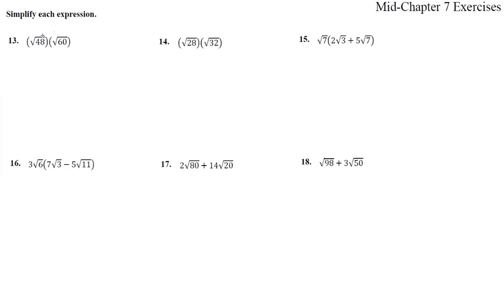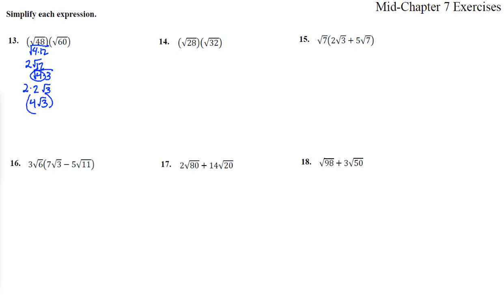Square root of 48 times square root of 60. Let's simplify as well as we can. I know this is 4 times 12. So square root of 4 times 12 would be 2 square roots of 12. Square root of 12, that's 4 times 3. Square root of 4 is another 2, so we get 2 times the square root of 3. That's 4 square roots of 3. That's the square root of 48.